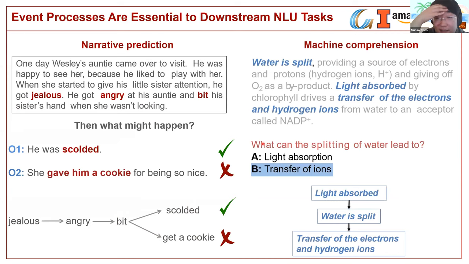Similarly, in machine comprehension, we may often see cases where understanding a piece of text from, let's say, a biological or scientific article is centered around understanding a biological process. For example, in this article, there's a process where light is absorbed, which leads to water being split, which then further leads to transfer of the electrons and the hydrogen ions. So to understand this kind of biological article and perhaps answer a question like, what can the splitting of water lead to, this is essentially supported by understanding the biological event process in this article.